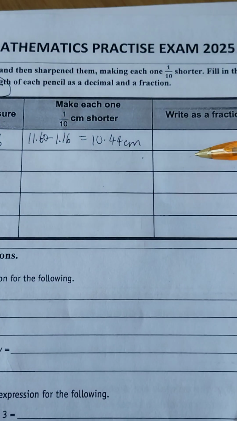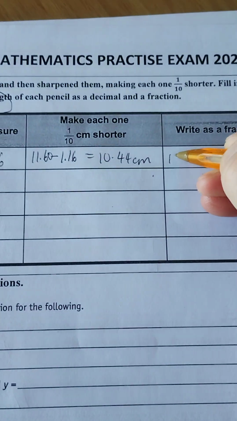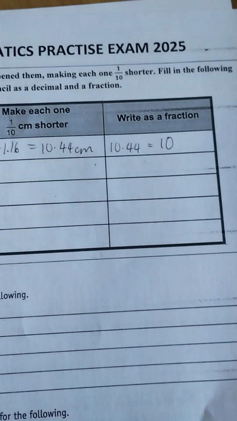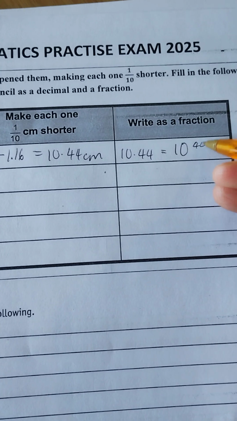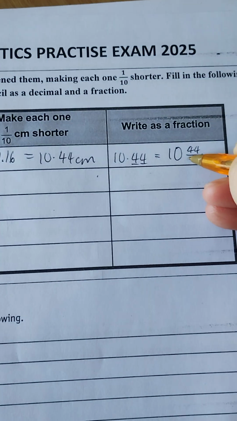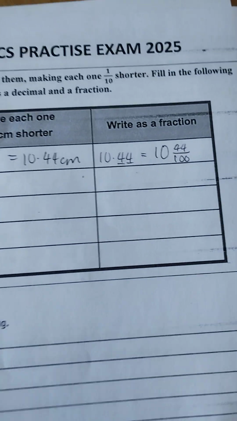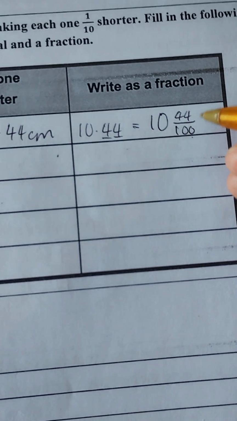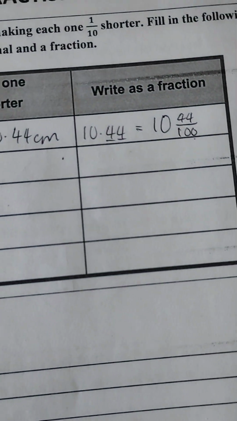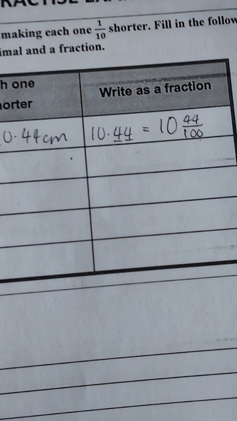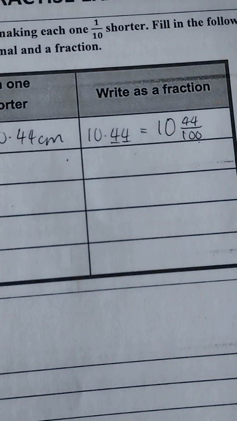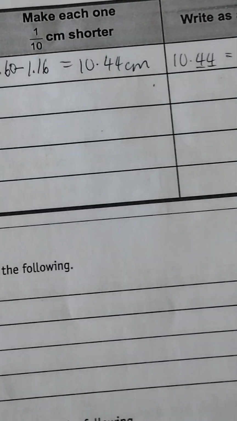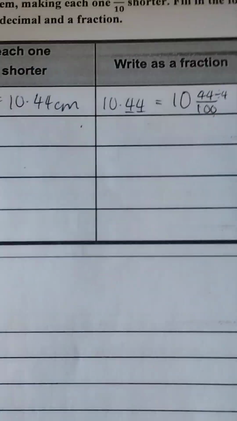Now to turn that into a fraction, that's really easy. 10.44 would be a big 10. It's going to be a mixed number. And 44 over, there's 2 decimal places, so we need 2 zeros. And there's my fraction. Now I can simplify the fraction part, this 44 and 100. I can divide them both by 2. I could also divide them both by 4. So I'm going to think of the highest factor. So divide by 4 and divide by 4.